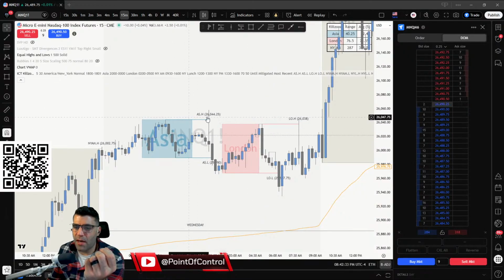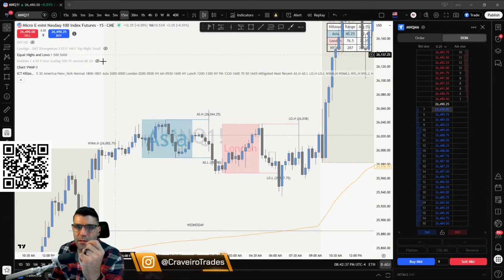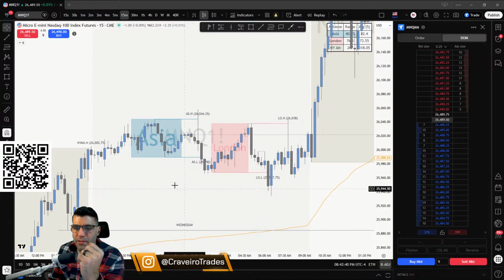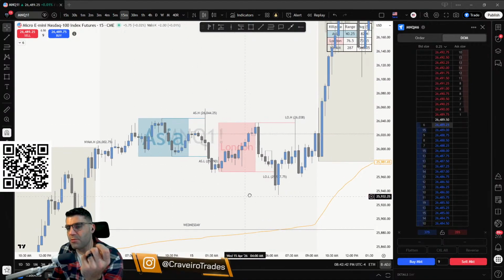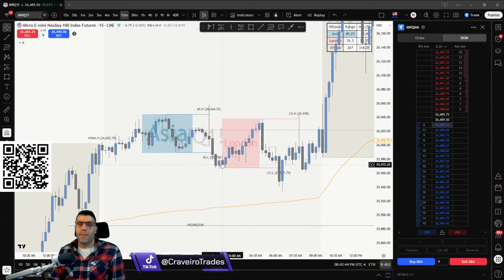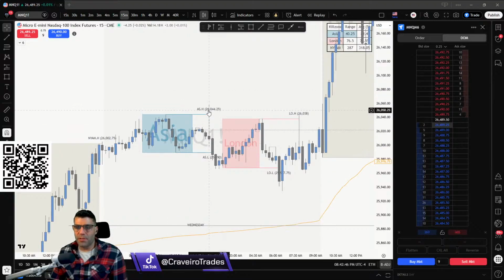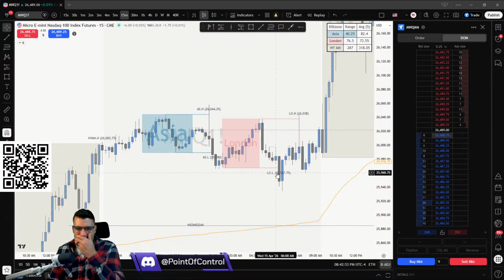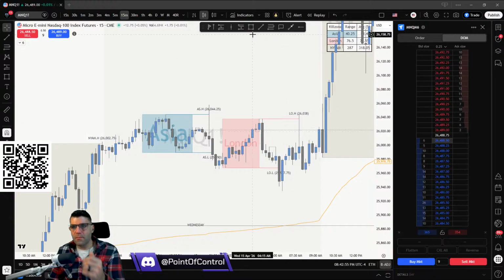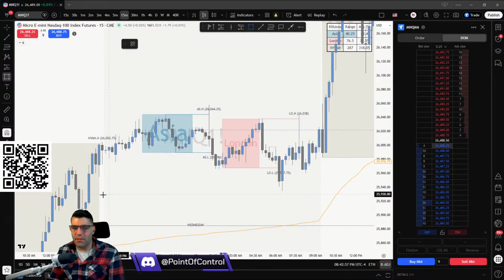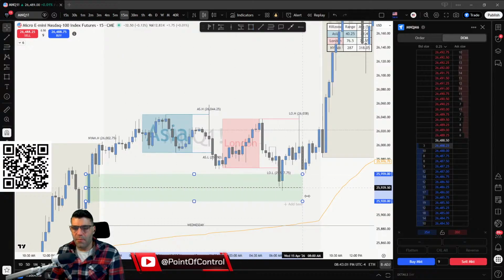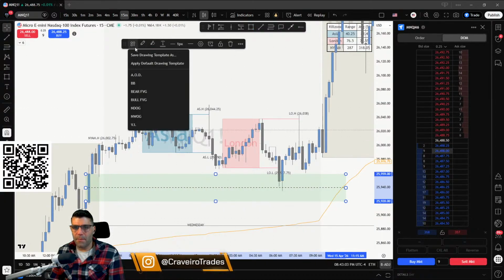We did sweep these highs as well. So this isn't a super clean AMD model, accumulation and manipulation distribution. It's not textbook, but overall I wouldn't be too concerned about this wick. So I would see accumulation, manipulate, these lows. Where did we reject off of here? What we went over last week. A bullish fair value gap.